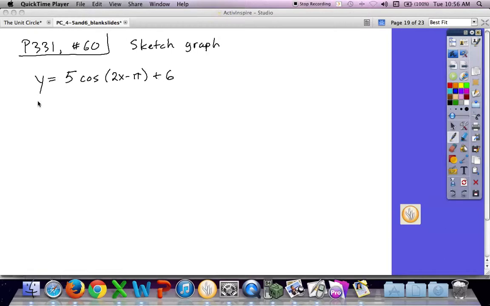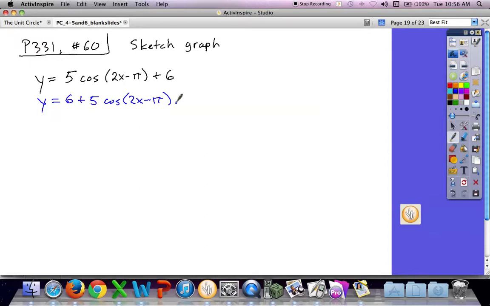Right? So it'll be y equals 6 plus 5 cosine of 2x minus pi. Right, so this time we're going to graph the cosine. And so we're starting at a different place.